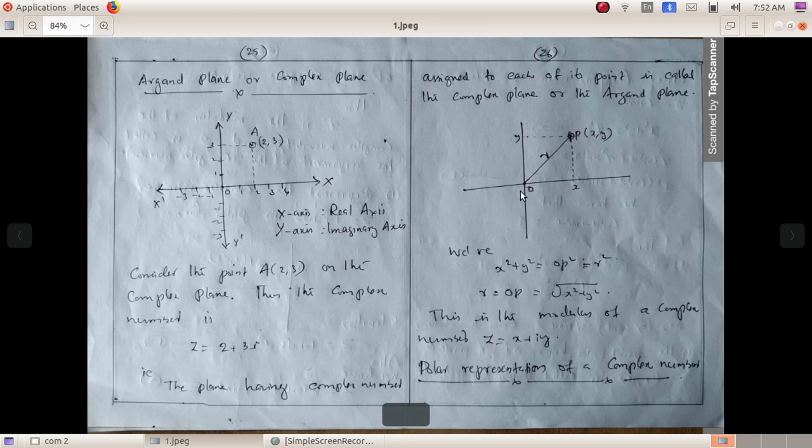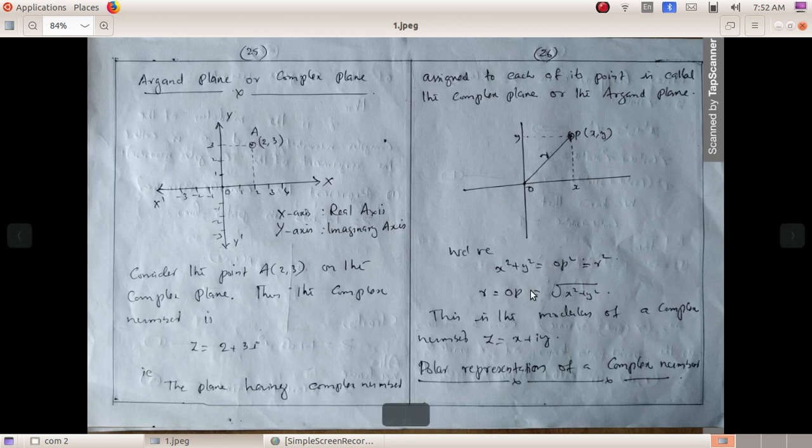So this length is x, this is x square plus y square equal to r square, where r means OP. So x square plus y square is equal to OP square or r square. Then r is the square root of x square plus y square, and this r is taken as the modulus of the complex number, which we learned in the previous class. So what is the modulus of a complex number? Root of x square plus y square. So this gives a proof for the modulus value of a complex number.